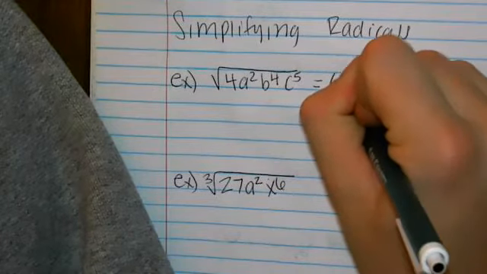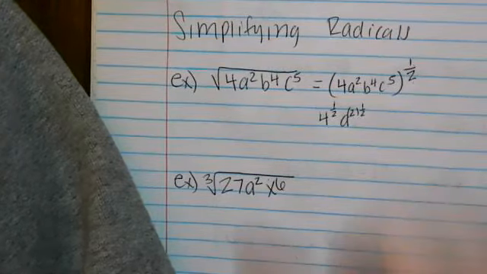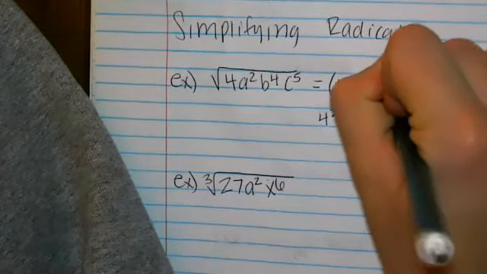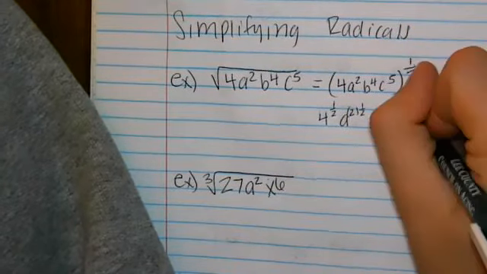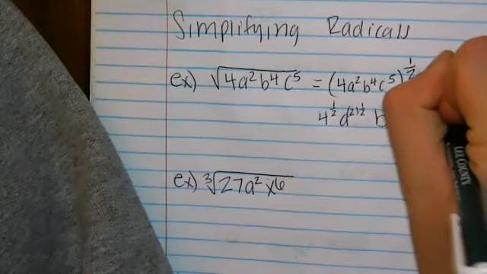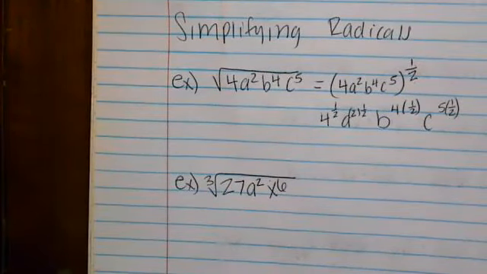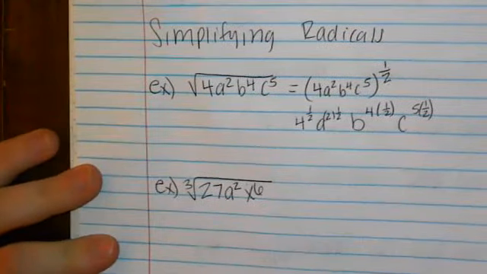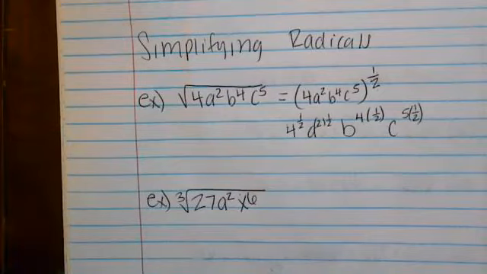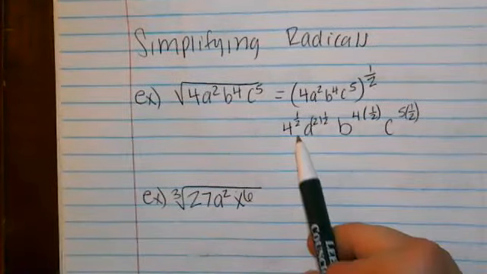a squared times 1/2, b to the 4th times 1/2, and c to the 5th times 1/2. And why am I multiplying exponents together? This is because when you take an exponent to an exponent, you end up multiplying those exponents together. Okay? So let's think about this one right here.